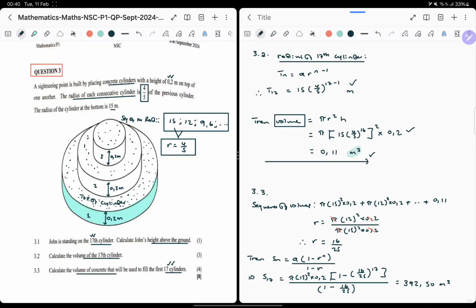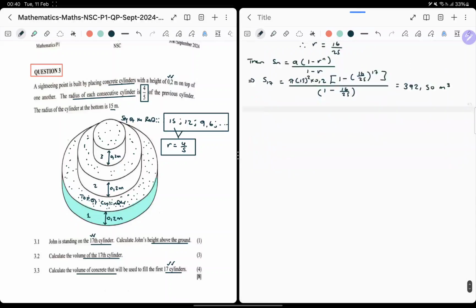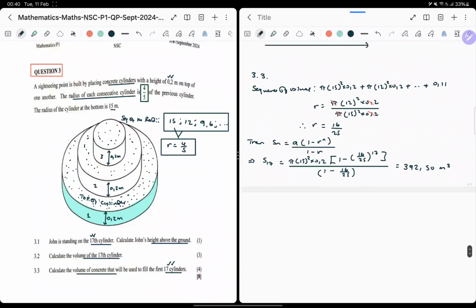So we can ask now, it says the volume of the concrete needed. Therefore the volume of concrete used is 392,50 meters cubed.